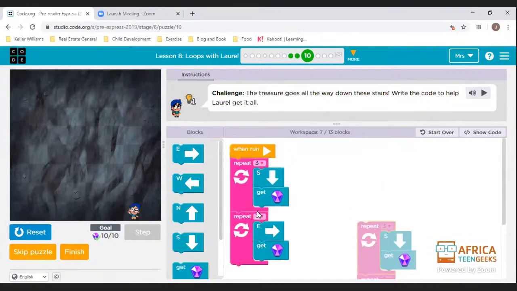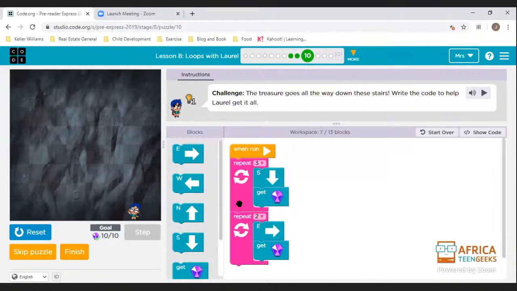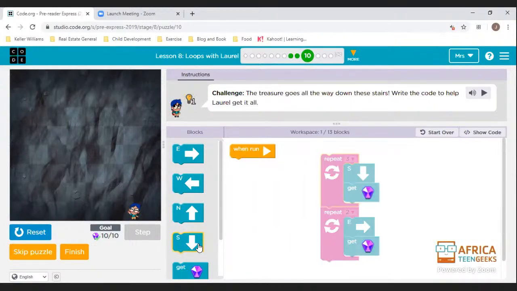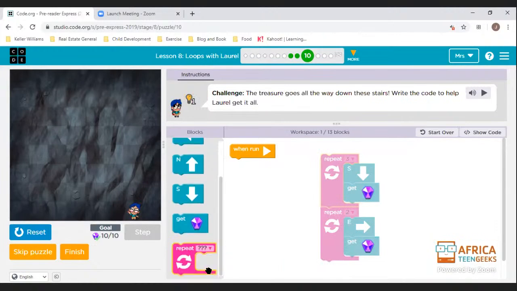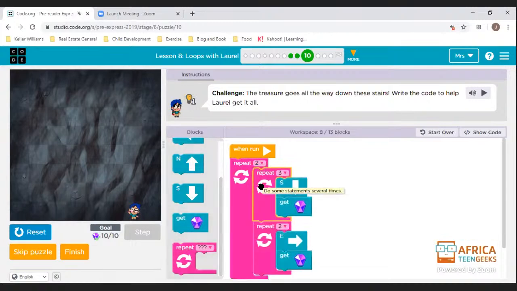And we are going to do this one twice. So I am now going to throw this away. And then I'm going to use another repeat block and put the repeat in the repeat. Okay. So I'm going to repeat this twice. You see what happens? You can put a repeat in a repeat.